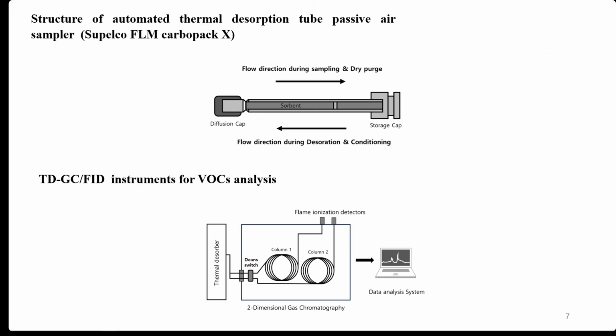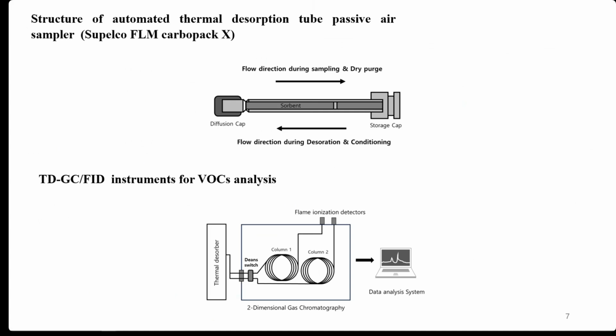Next, I'd like to explain this in more detail. This picture shows a passive end sampler with the exposed part on the left and this diffusion cap used. The diffusion cap in the passive end sampler regulates the sampling speed, protects the sample from external environmental factors, and provides a suitable environment for long-term air quality monitoring.